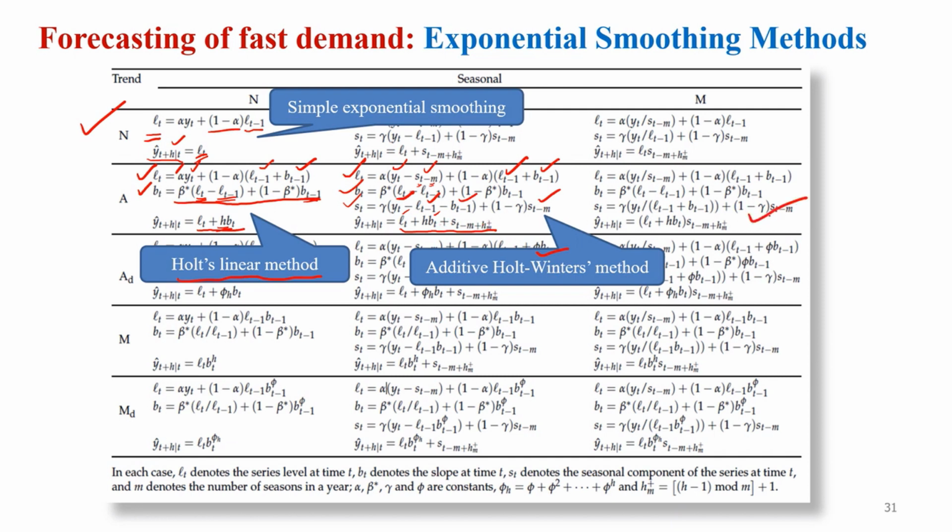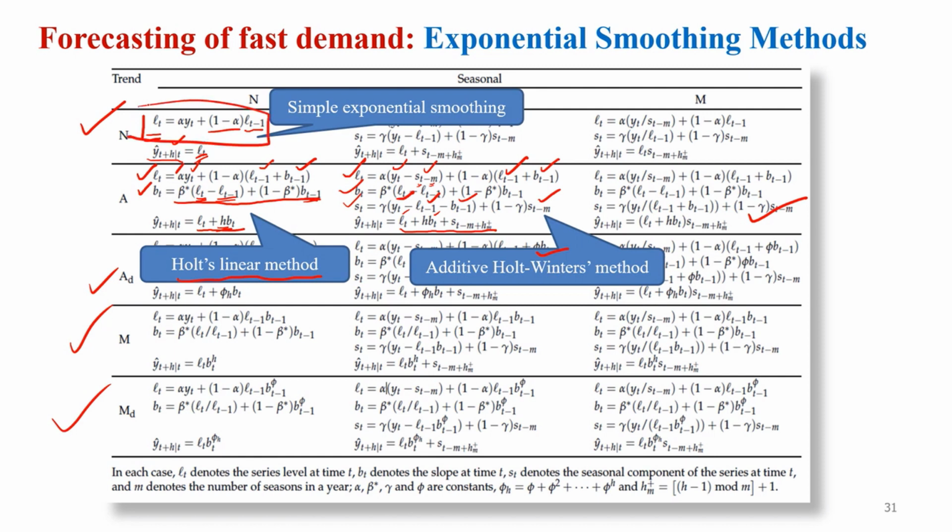Similarly, if we have the additive damped trend, then these are the formulas. If we have the multiplicative damped trend, if we have the simple multiplicative, we can use these particular formulas. Okay, now let's understand this particular formula. So I'm going to explain how it looks.